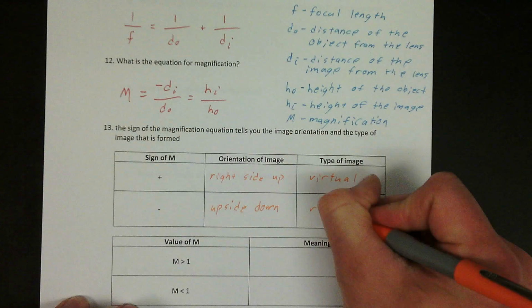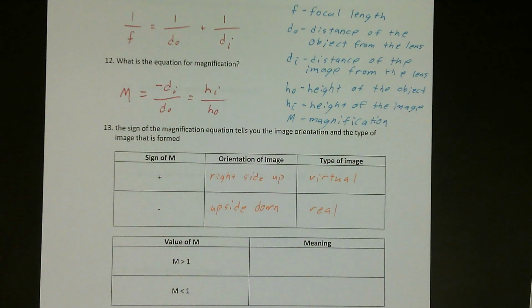And it was real. Those were the ones where, every single time you saw a real image, it was flipped upside down. And those were the ones that were kind of funky and trippy when your eyes were trying to look at them.